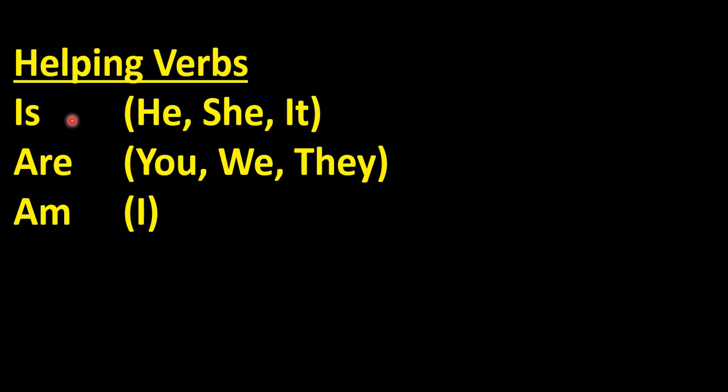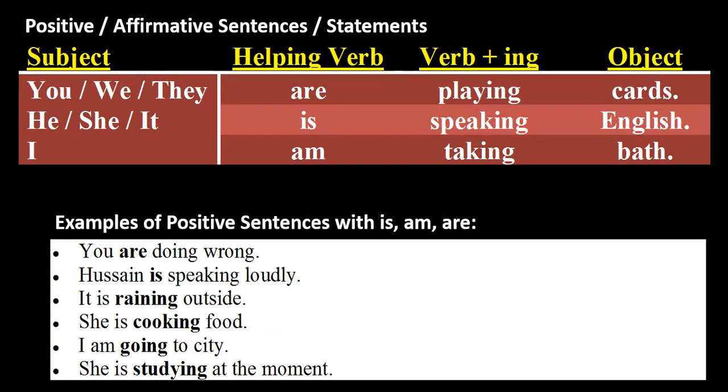So what are the helping verbs of this tense? Is, are, am. Is we use with he, she, it, which are singular, and are we use with you, we, they, and am is only used with I.